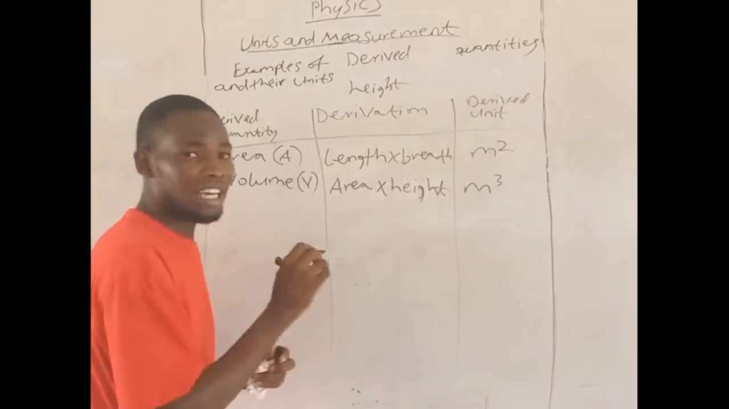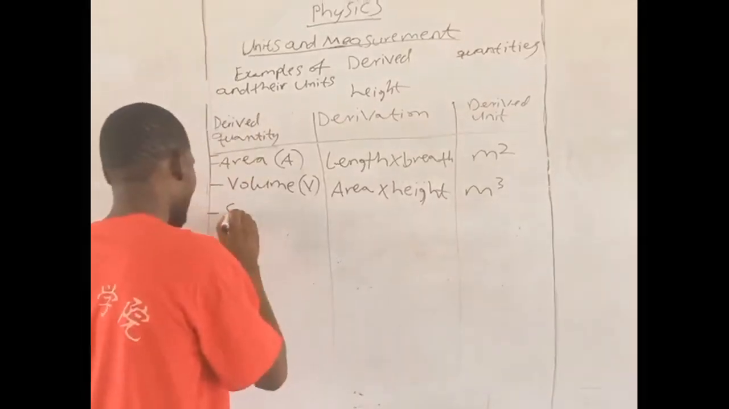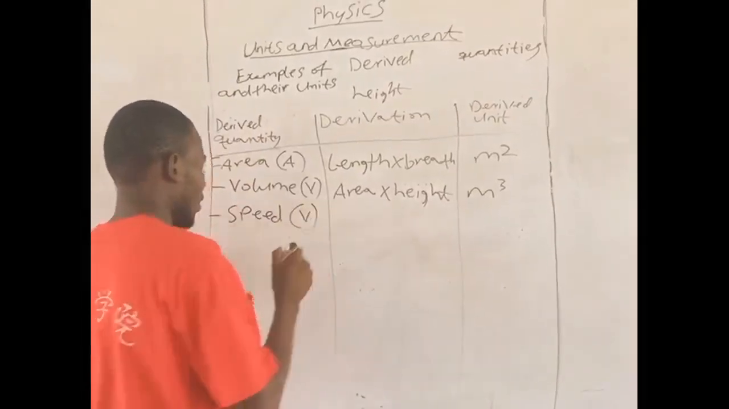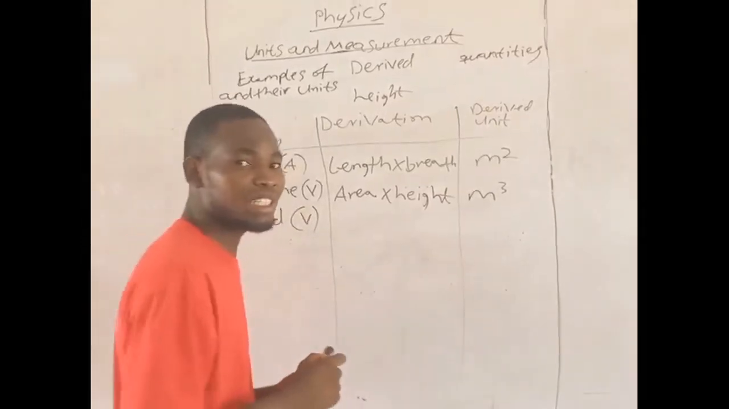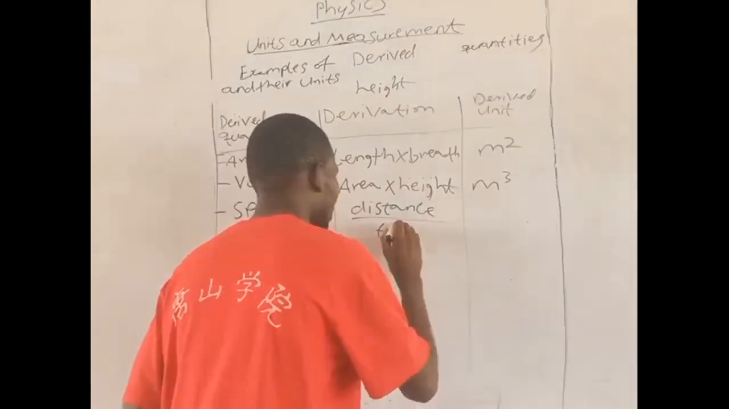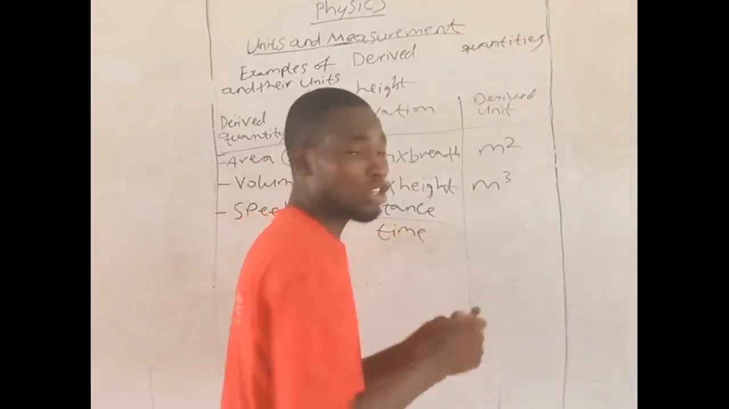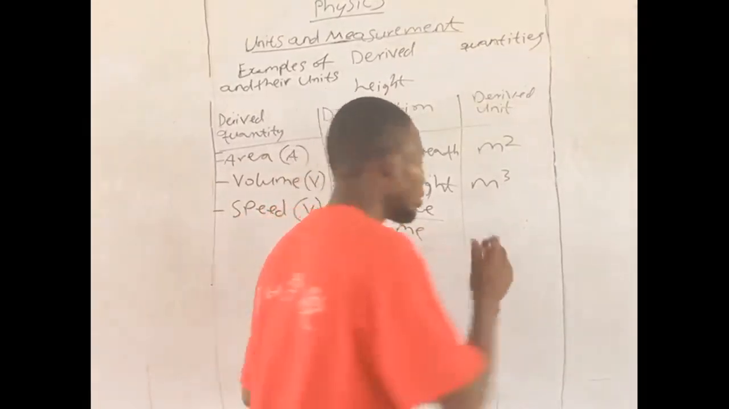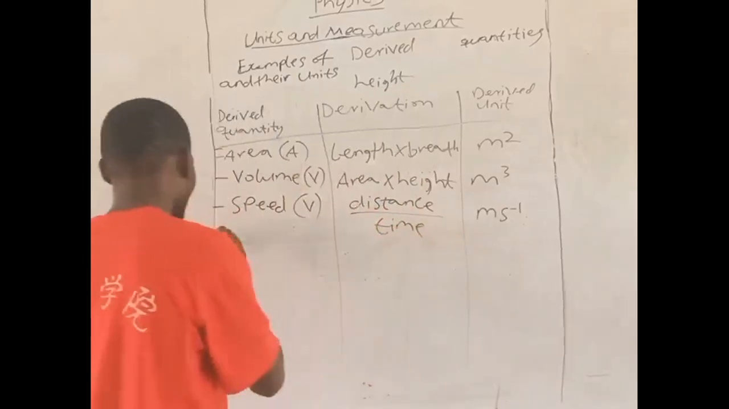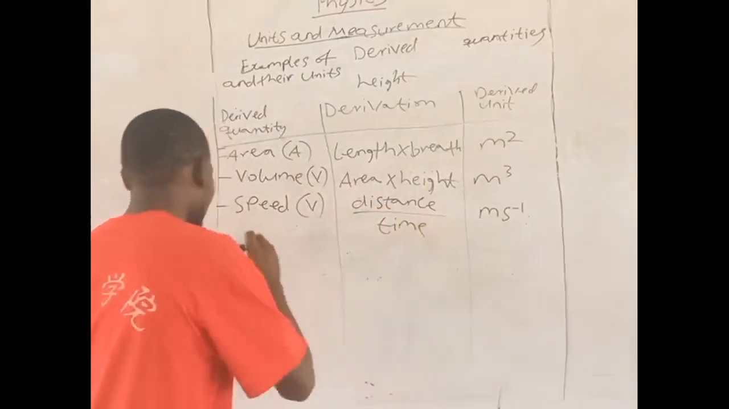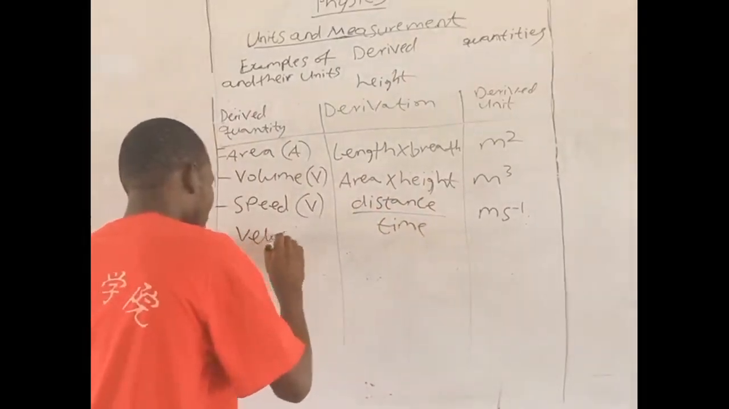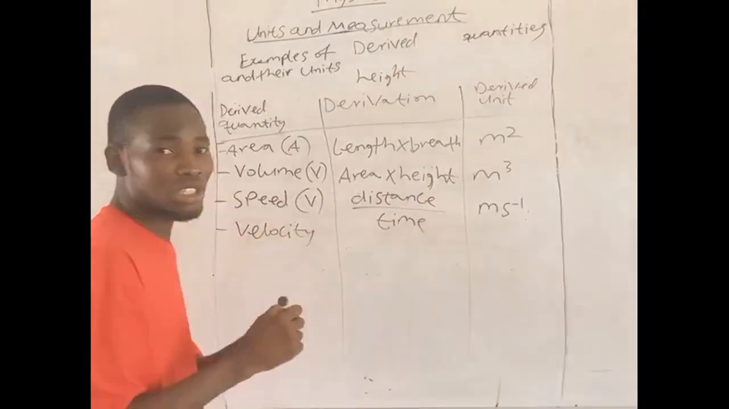Another example is speed. The formula of speed is distance over time. The unit of speed is meter per second. Another is velocity. Velocity is displacement over time.